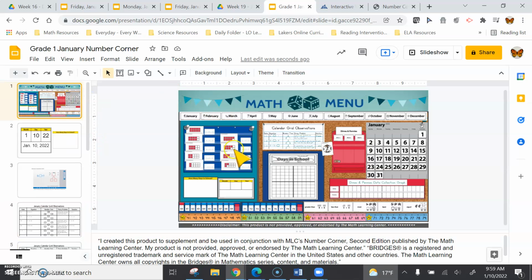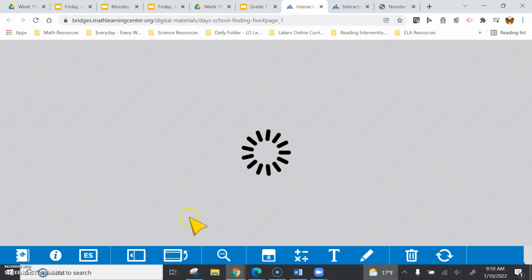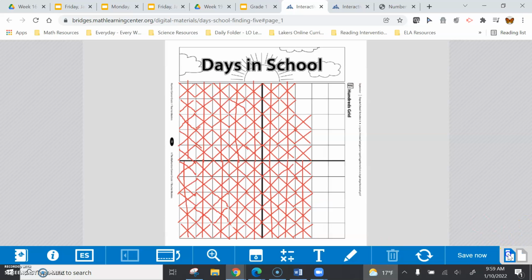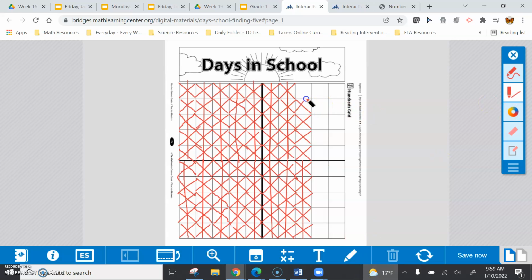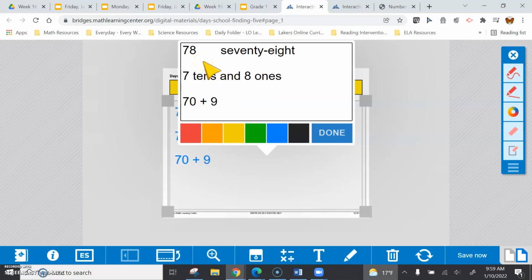Let's go up. We're going to add another day to our calendar of days in school. So we're adding another day. Wow, we made it to 79 days. Very cool. Change all of that to 9 and 9.